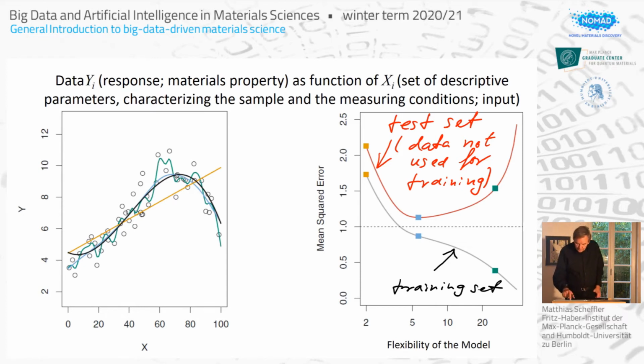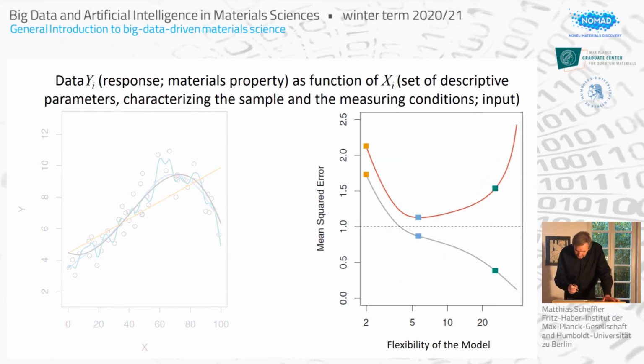And the interesting and important aspect here is that, again, we have a moderate error for the linear fit. We go down for the blue curve, the medium quality spline fit, but then in fact the error increases again. This is a typical result of statistical learning. It's a very important result, so let me note this very clearly.